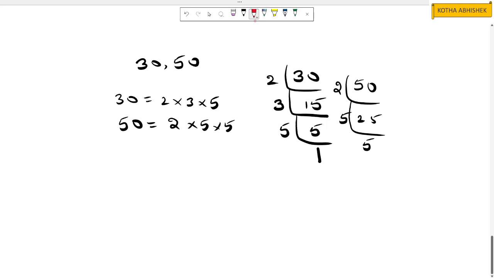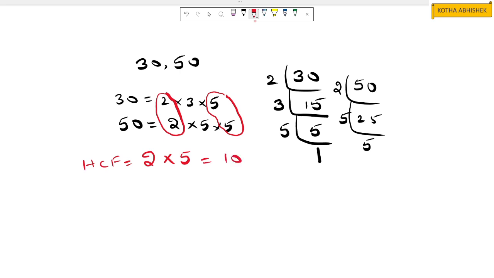First, to write the HCF, pick the number which is common in both. Here 2 is common for 30 as well as 50, and 5 is also common for both 30 and 50. So the HCF will be the common numbers 2 and 5. These two numbers we need to multiply. So 2 5s are 10. HCF of 30 and 50 is 10.